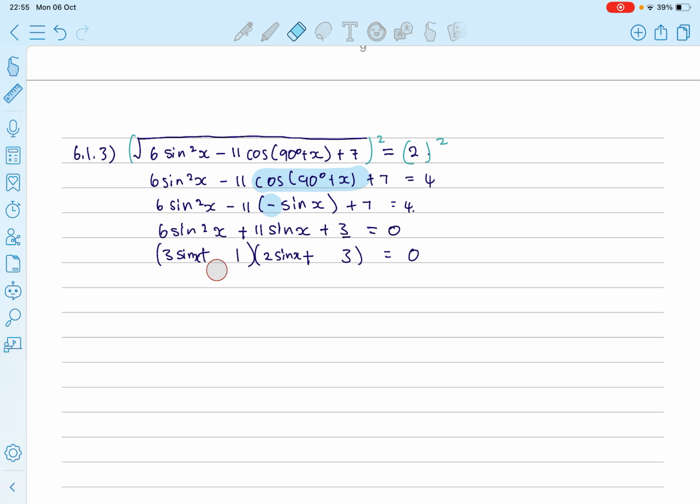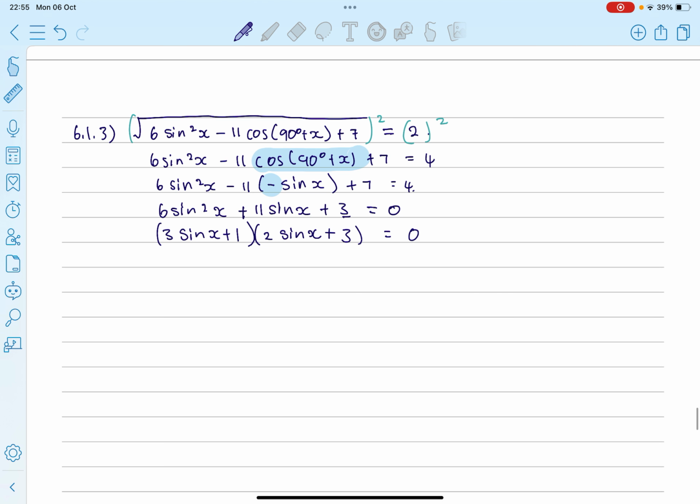Let me just write it better to utilize the space we have. There we go. Spread that out too. Nice. So now we can solve for each bracket.